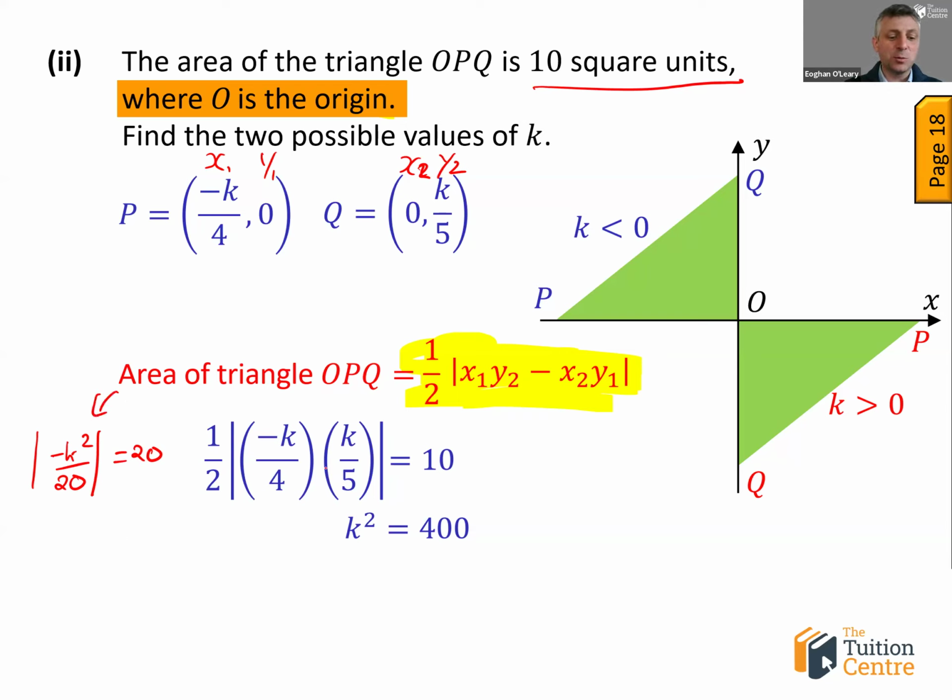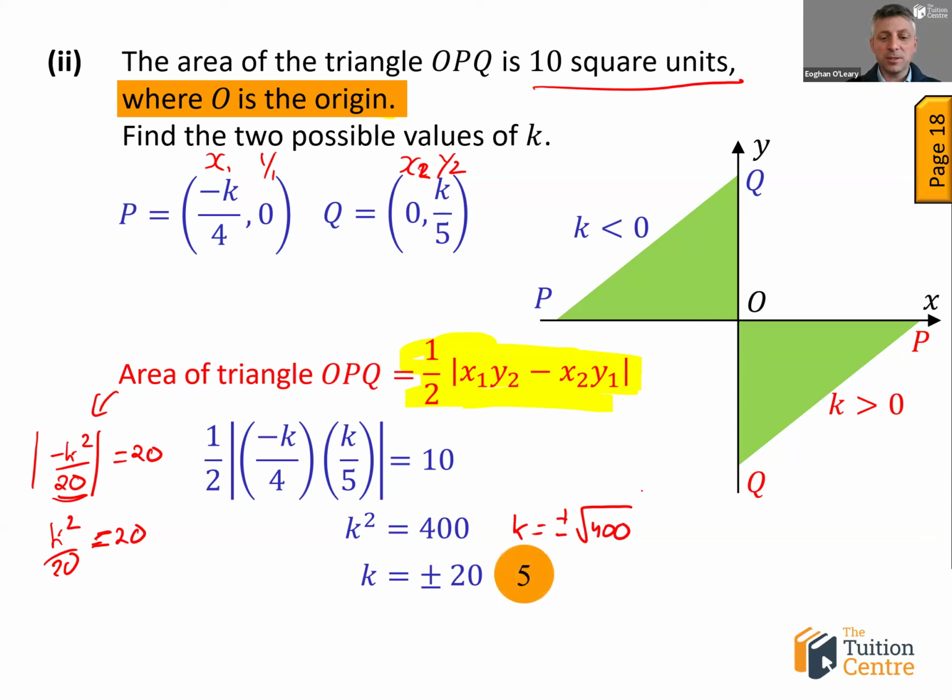modulus is going to turn this into a positive, because we know that k squared must be positive. The 20 underneath the line is a positive. It's just going to change it into k squared over 20 equals 20. So the modulus is going to make the left-hand side positive. You can then multiply both sides by 20 to get k squared equals 400. And then you can say, well, k is equal to plus or minus the square root of 400. It's plus or minus 20.